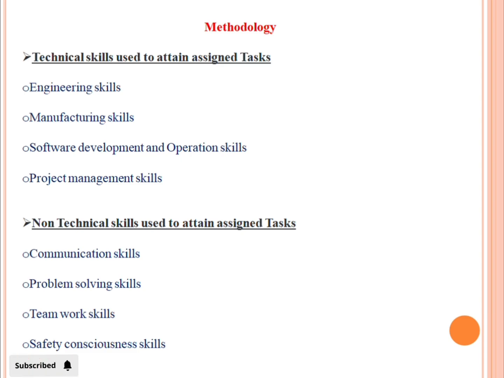And non-technical skills, communication skills. Without communication, it would be a big problem to attain assigned tasks. Problem solving skills: many complex problems will arise while carrying out the process, and one should have problem solving skills. Teamwork skills. Without teamwork, nothing is possible. Safety consciousness skills.